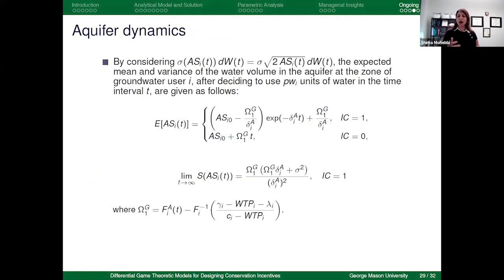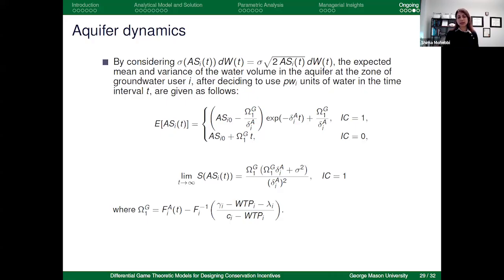Using Ito's lemma, we can calculate the mean and variance of the water volume in the aquifer, as you can see in this slide. One interesting observation is that the variance is indirectly related to delta, which is the rate of water entering from the aquifer to the river in the long term. And this means that increasing delta reduces the amount of water in the aquifer, and a lower aquifer volume leads to a smaller variance of the water level.